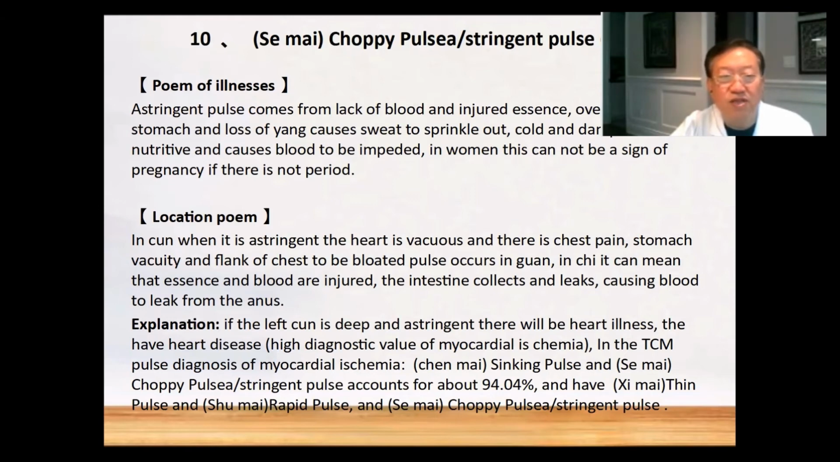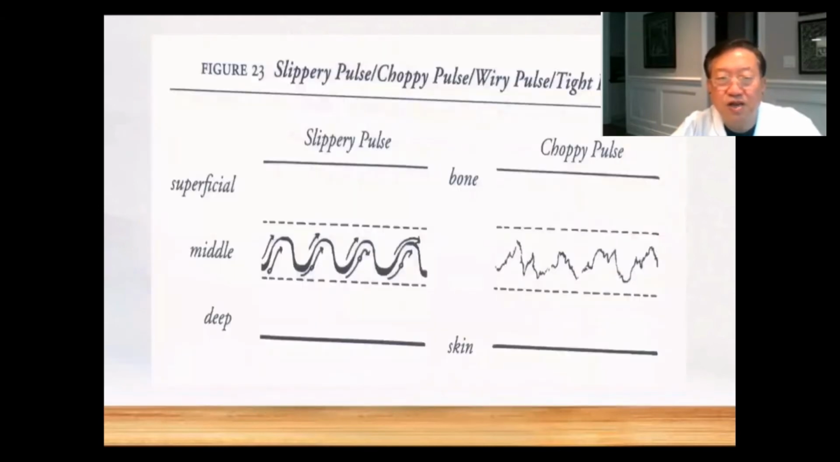Explanation. If the left Xuan is deep and astringent, there will be heart illness. In the TCM pulse diagnosis of myocardial ischemia, which has high diagnostic value for heart disease, Chenmai, sinking pulse, and Semai, choppy pulse or astringent pulse accounts for about 94.4, and Shimai or thin pulse is Shuomai, rapid pulse, and Semai, choppy or astringent pulse. Figure 23, slippery pulse and choppy pulse and wiry pulse and tight pulse comparison.